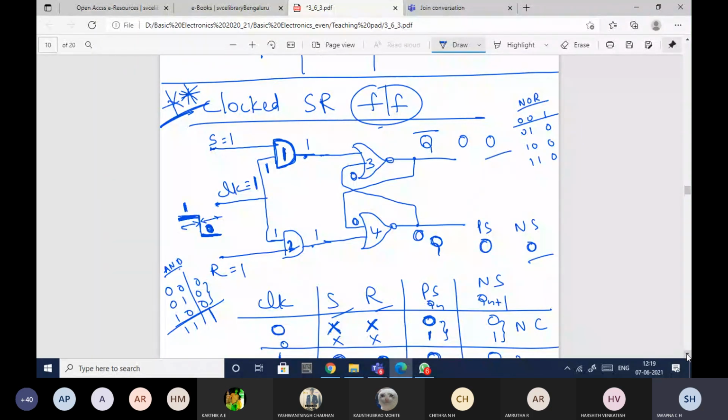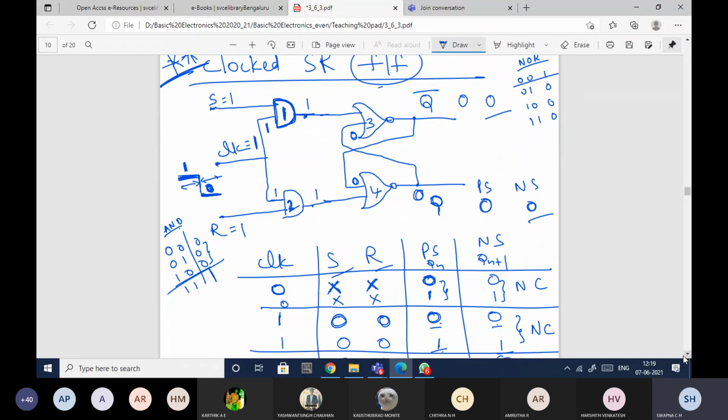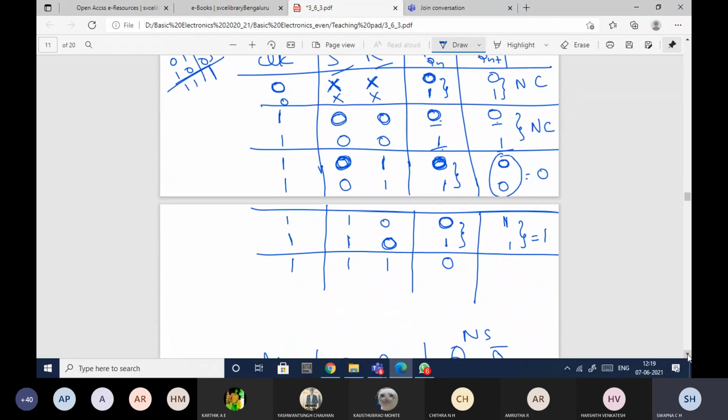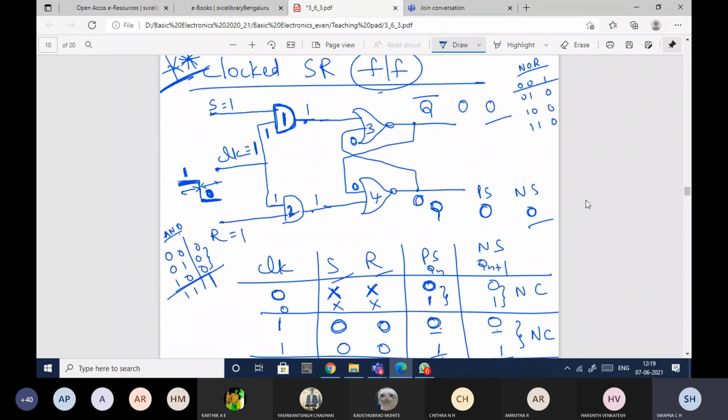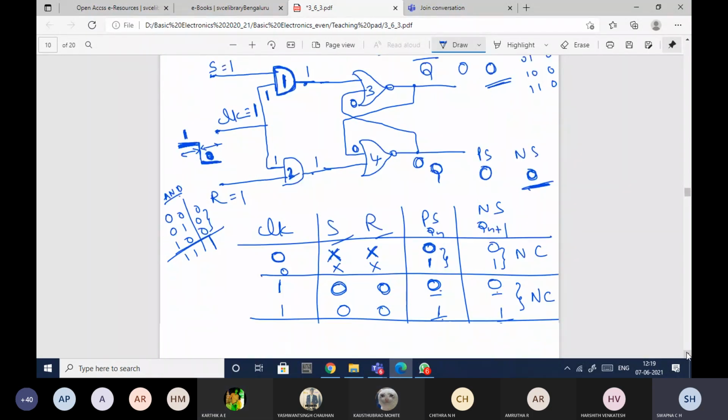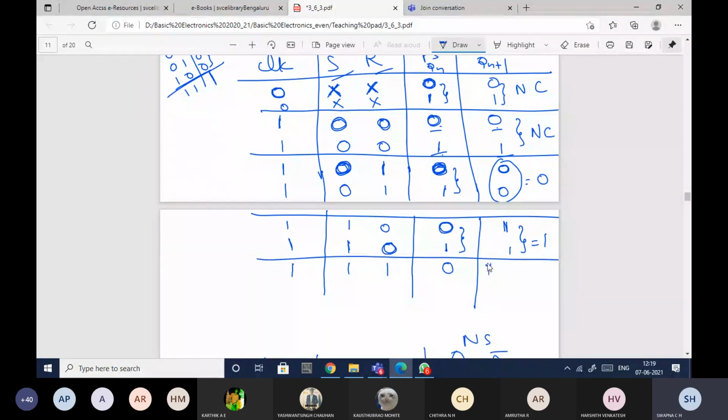Is it a valid state or an invalid state? I'll repeat the question. Here I have the Q value and here I have the Q bar value. Both should be complement of each other. But have you got complement of each other here? No, ma'am. So this state is said to be the invalid state.